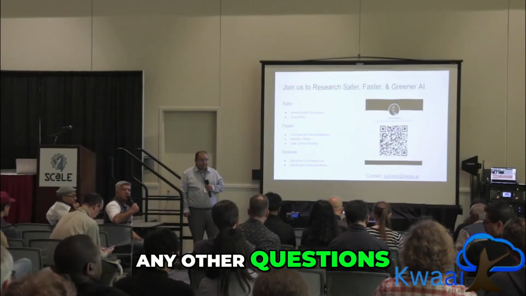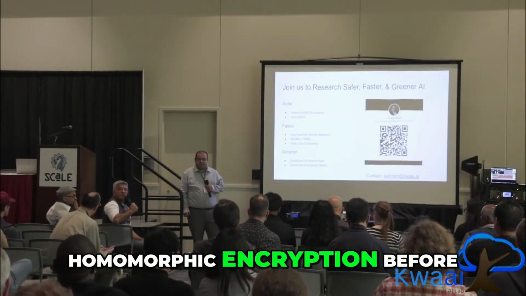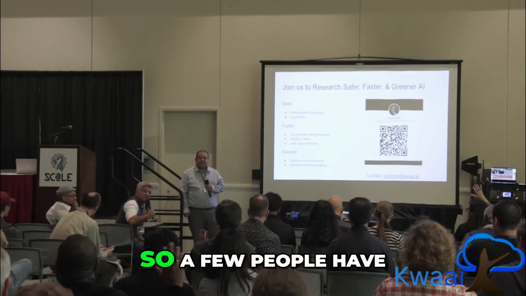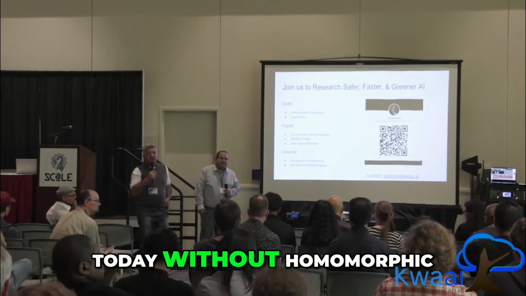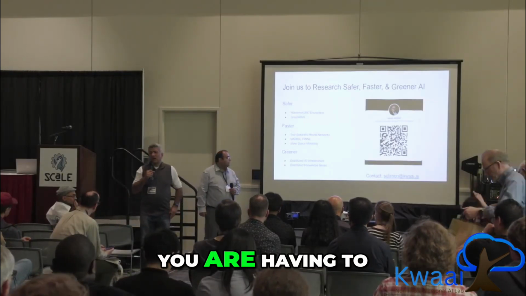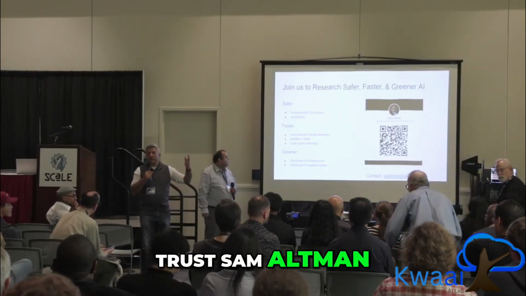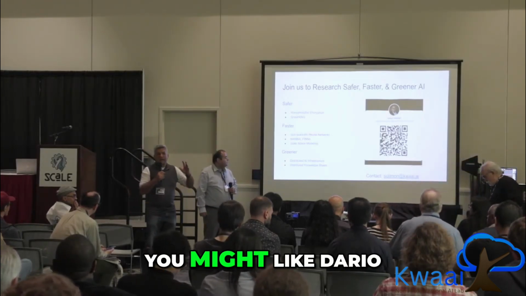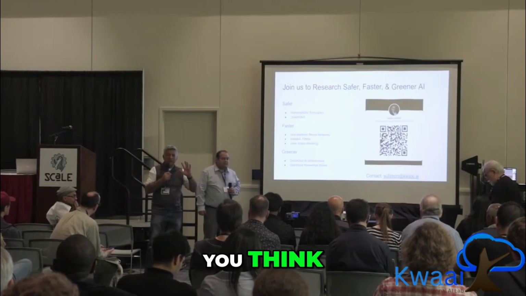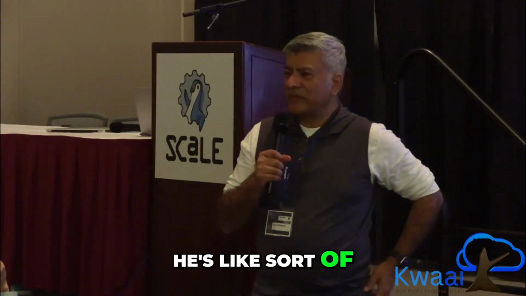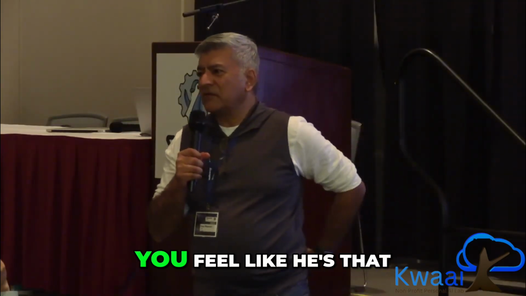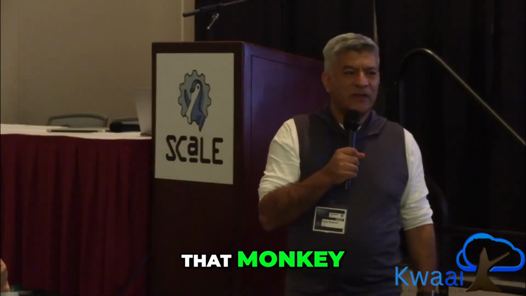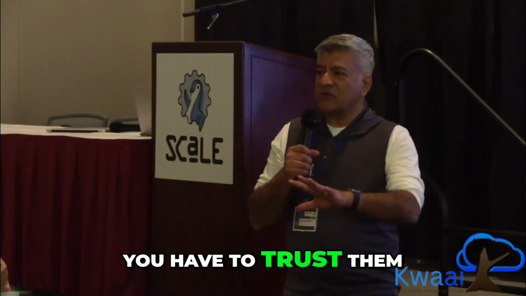Any other questions? Has anyone heard about homomorphic encryption before this? Okay, so a few people have. Today, without homomorphic encryption, you are having to trust Sam Altman or even Dario. You might like Dario. You look at Dario, you think, he's like sort of the punch the monkey. You feel like he's that monkey. But in any case, you have to trust them.